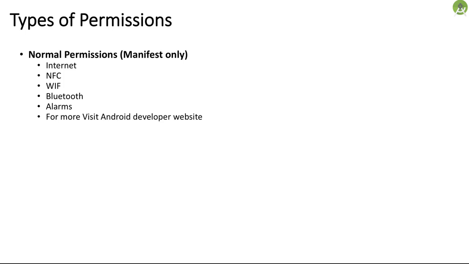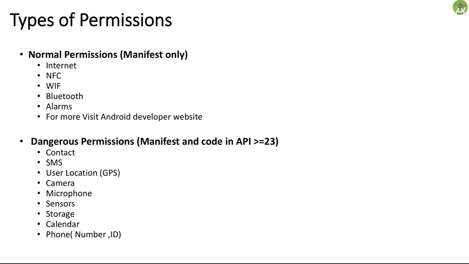You don't have to request access to the permission inside the code. You just have to define the permission in the manifest file. You will see it next. And here is the set of dangerous permissions. For these dangerous permissions, you have to define access in the manifest file, and also you have to define access to the permission in the code.